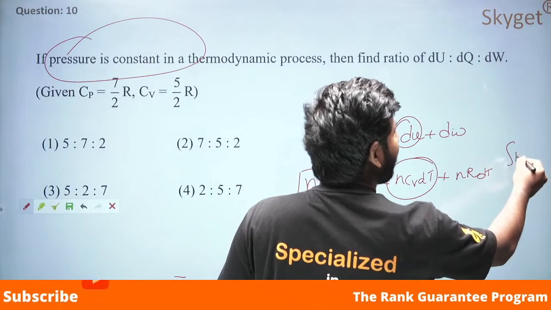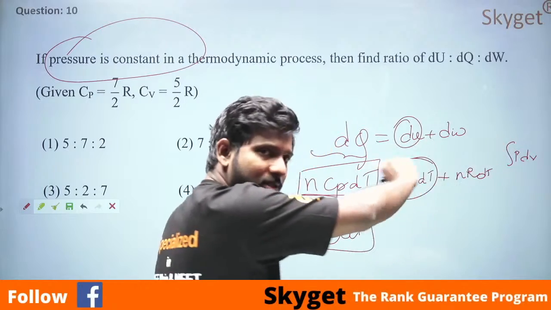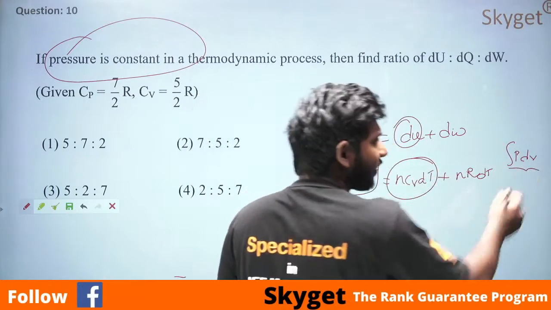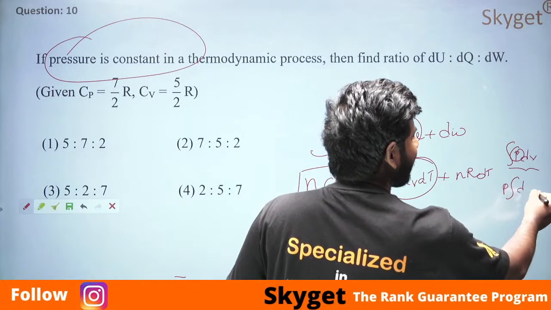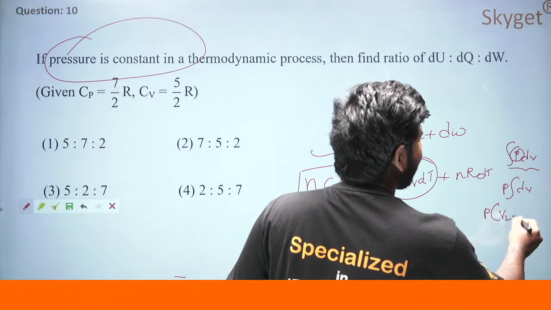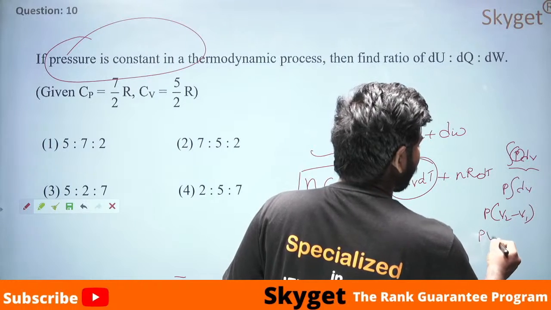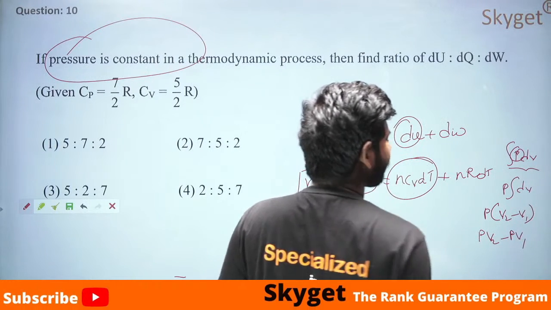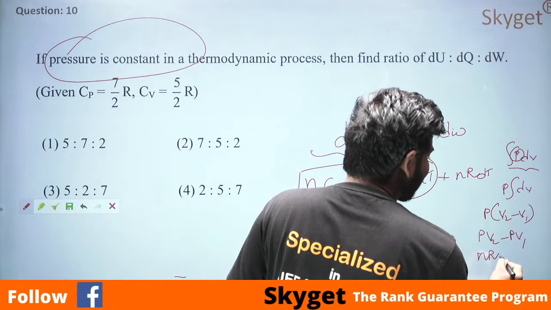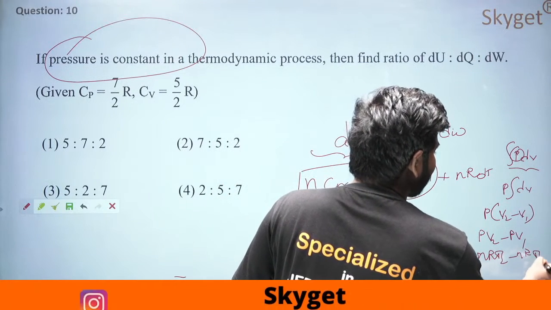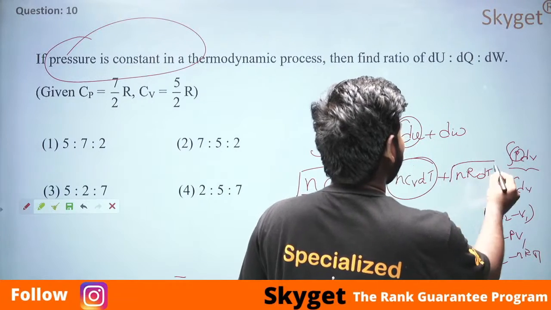dW is nothing but integral P dV. This I can explain because it's easy here. It is short here. Integral P dV, P is constant here. P comes out. Integral dV can be written as P into V2 minus V1. That is PV2 minus PV1. But we know PV is equal to nRT, so this will be nRT2 minus nRT1. So we can write it as nR dT.